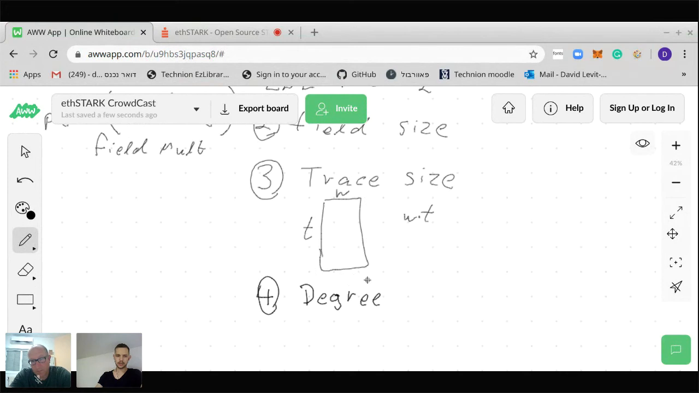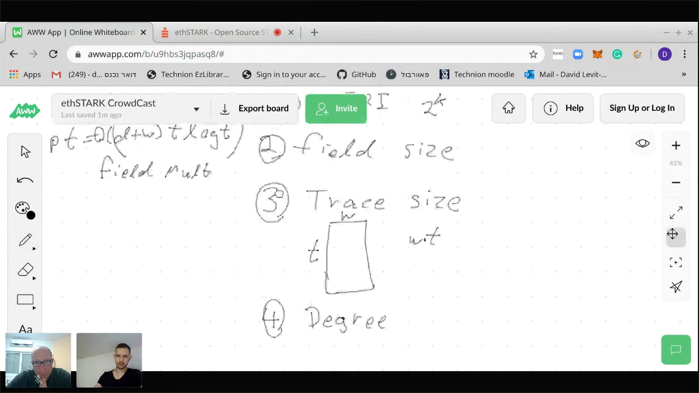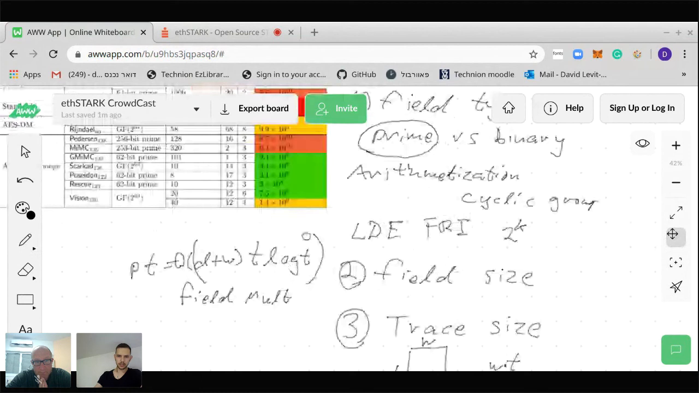So in this case, if we have two functions that we want to compare, we would like to design errors with the same degree for both, and then we look at the trace size that we got to see which of them has a smaller trace.